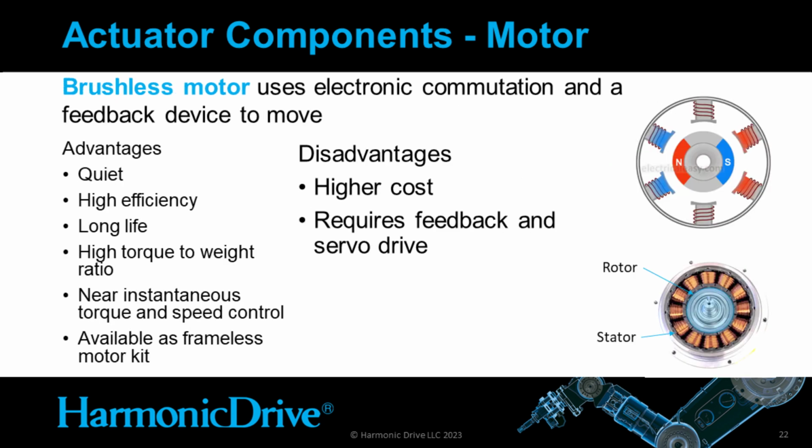And next, the most complex of the three is the brushless motor, which uses electronic commutation and a feedback device to move. The advantages of a brushless motor include that they are quiet, high efficiency, have a long life due to no touching components, have a high torque to weight ratio, have near instantaneous torque and speed control thanks to their feedback device and electronic commutation, and they can be available as a frameless motor kit, which provides you the ultimate flexibility in creating an actuator system.